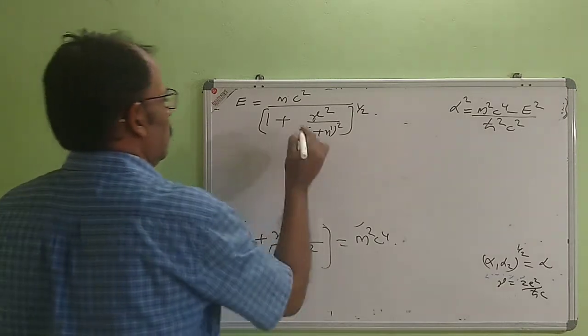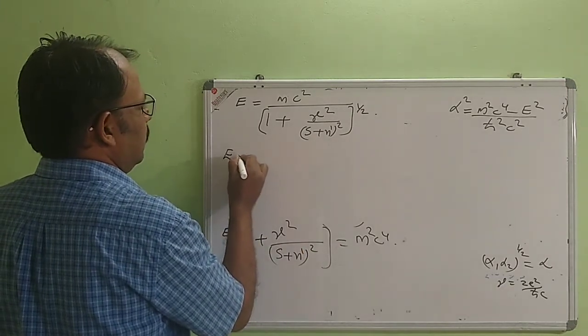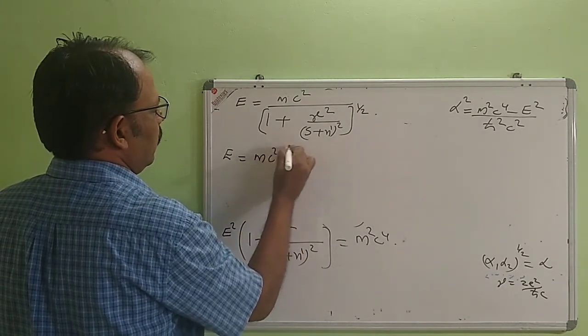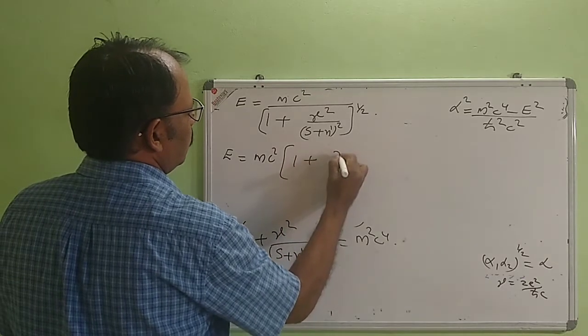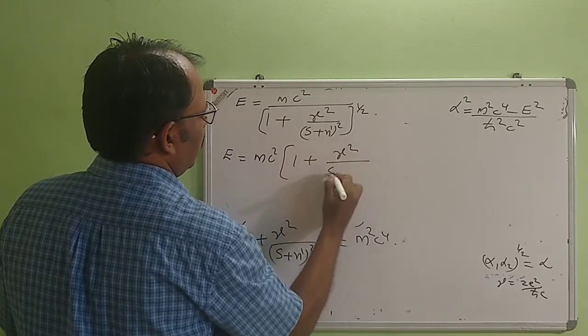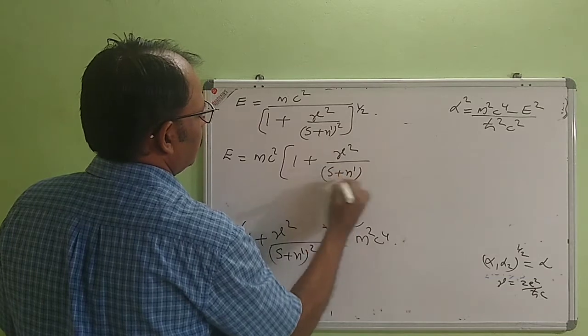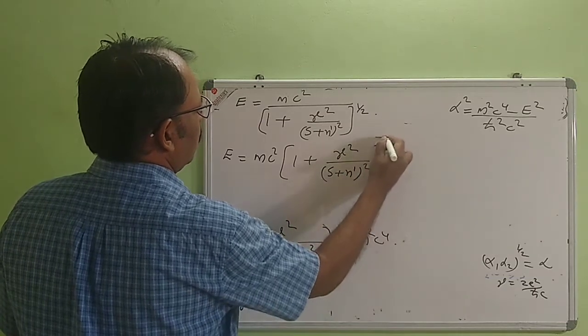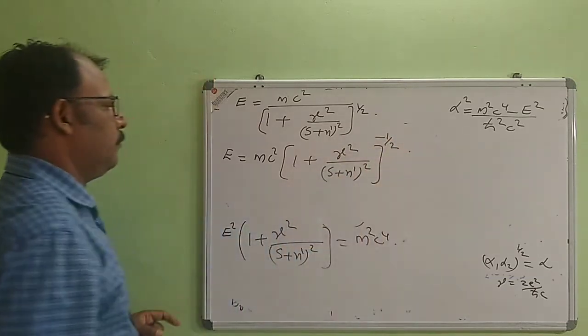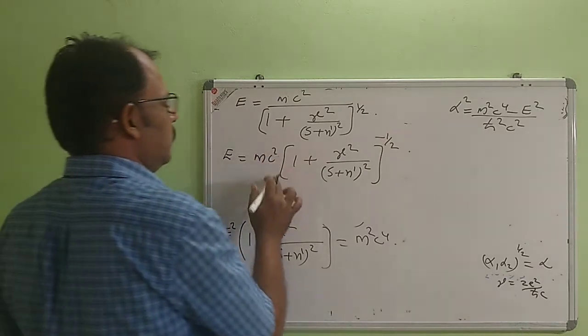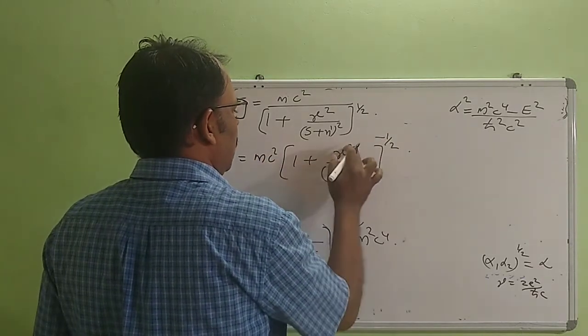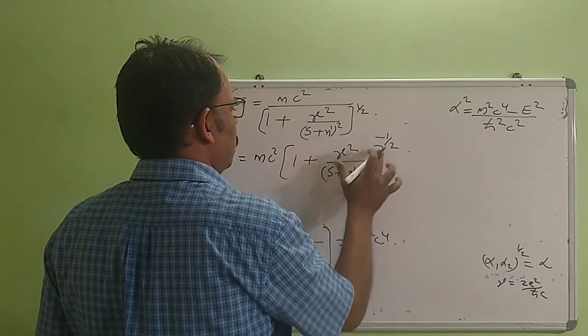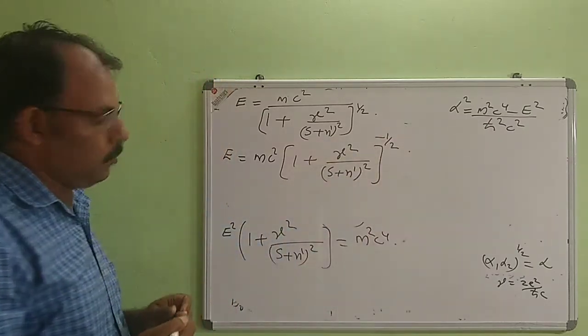Or we can write E as E is equal to m c square into 1 plus gamma square by s plus n dash the whole square, the whole raised to minus 1 by 2.